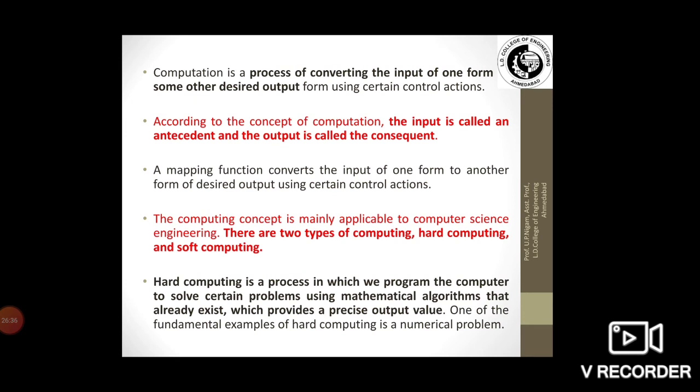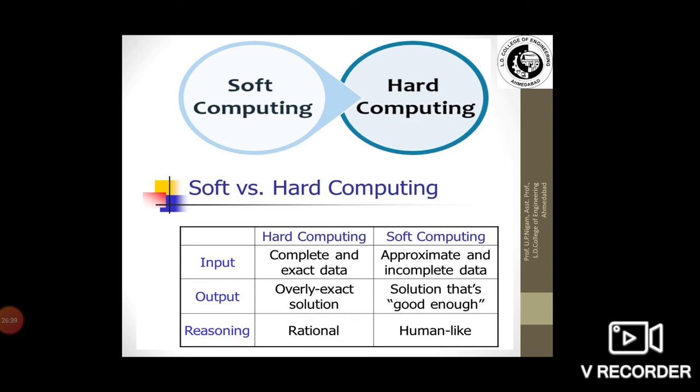All these things we have already gone through. Then soft computing versus hard computing: inputs, output and reasoning, meaning what is the mathematics going behind it, what are the scientific reasons going behind it. In hard computing, the input is complete and exact data, and in soft computing you can use approximate and even incomplete data. That is the first benefit. The second is that the output in hard computing is an exact solution, and in soft computing the solution is good enough. So that is one of the most important key points.